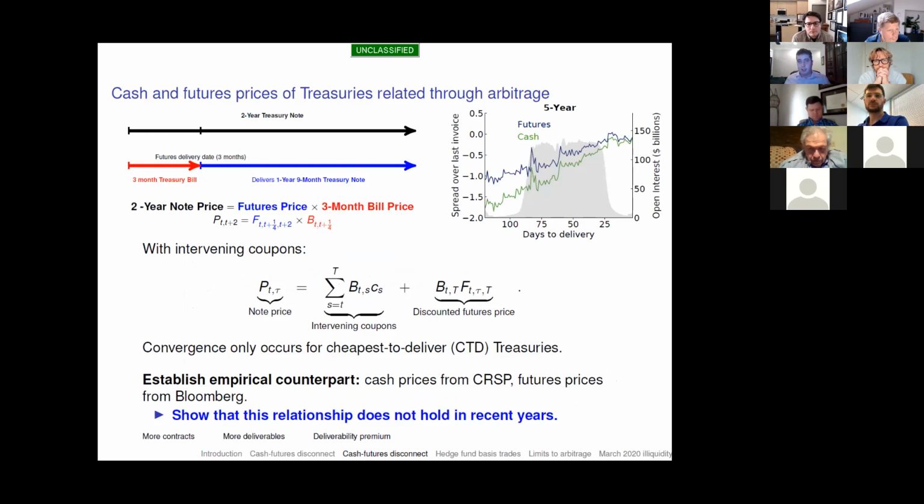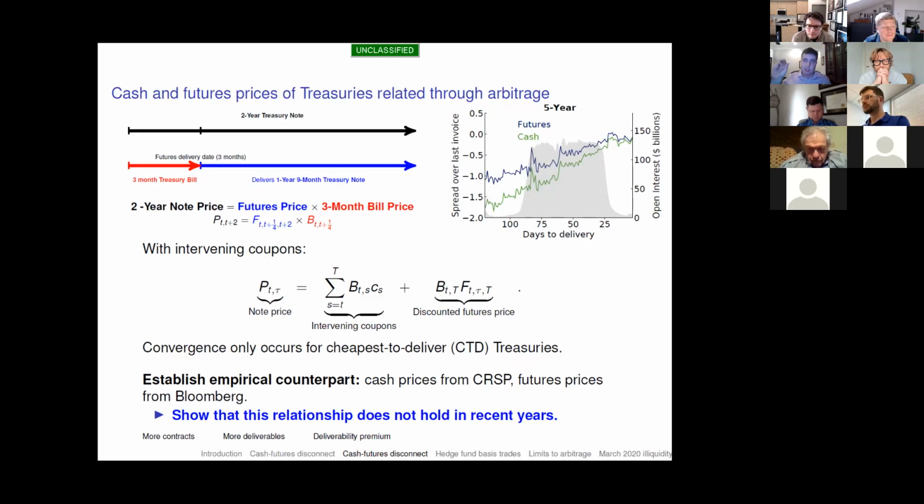The only difference between those two things is that I have to wait 3 months for the futures contract to pay off. You can account for that difference in time by looking at a 3 month bill price, for instance. Now, this arbitrage relationship relies on the fact that as the delivery date approaches, the Treasury futures price and the cash price should be the same.